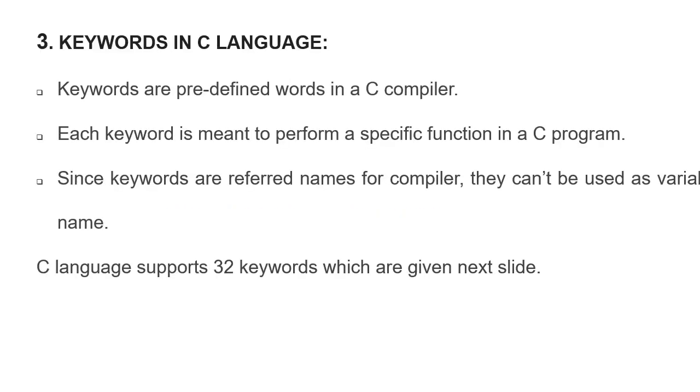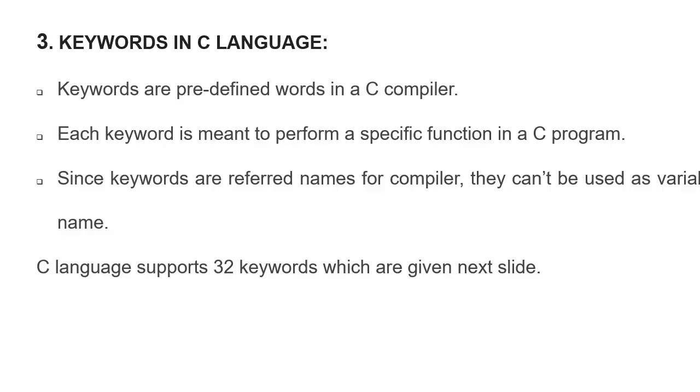Then keywords in the C language. What are keywords? Keywords are predefined words in the C compiler. They have some special meaning and some special function, so you cannot use these words as identifiers in the C language. Each keyword is meant to perform a special function in a C program. For example, int stands for integer.